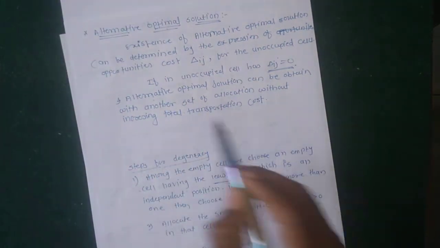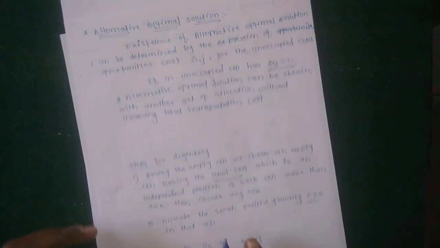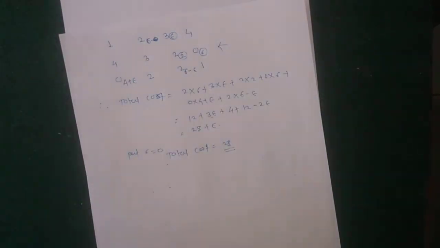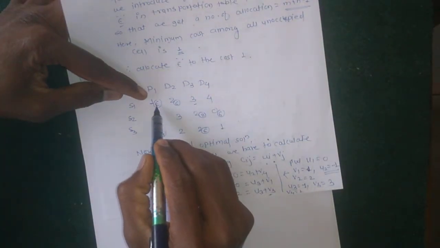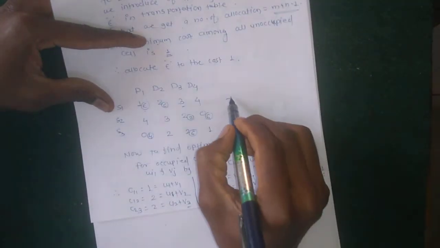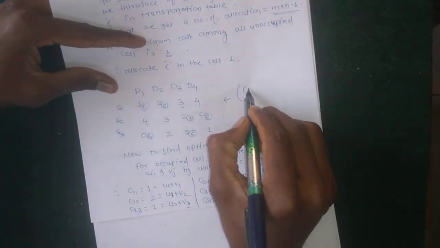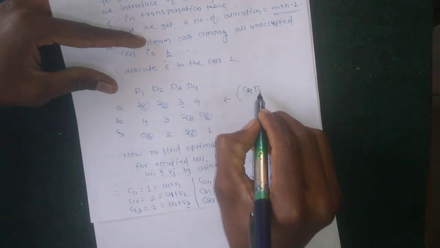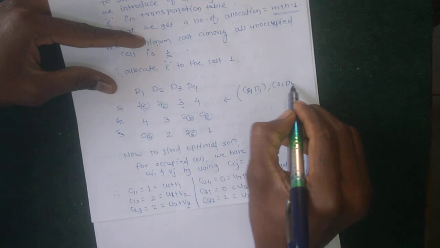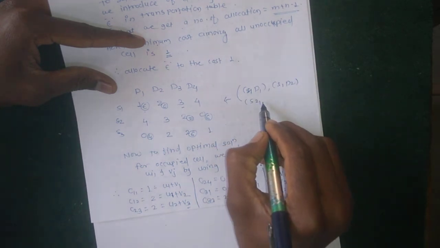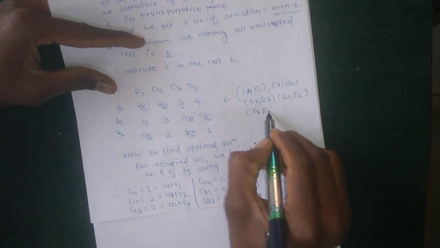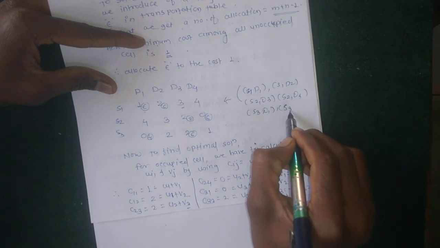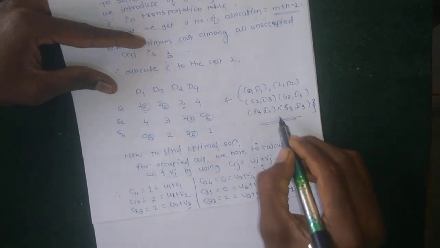So this is the definition of an alternative solution: delta ij equal to 0, and an alternative optimum solution can be obtained with another set of allocations. Here two sets exist for this cost. This set is S1 D1, then S1 D2, then S2 D3, then S2 D4, then S3 D1 and S3 D3. This is one set of allocations.